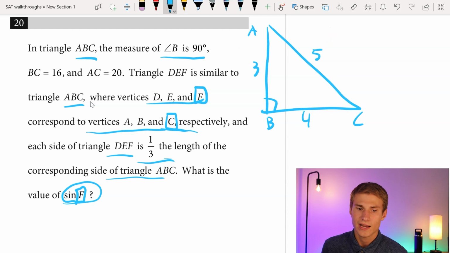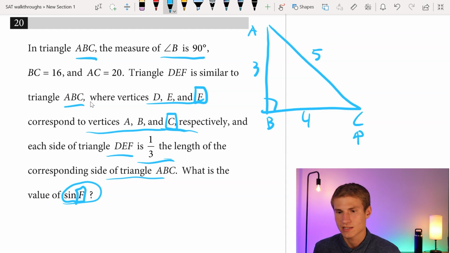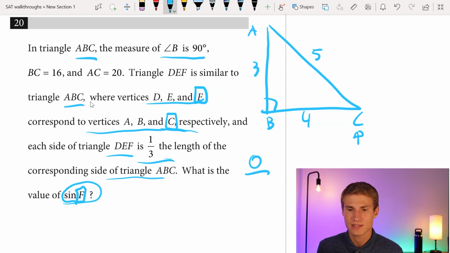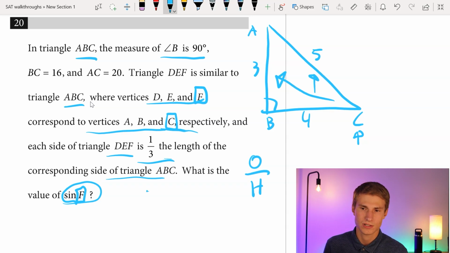All right, now that I've solved for that, I just got to solve for the sine of F, which I know is the same as the sine of C. I know that the sine is going to be my opposite side over my hypotenuse. I see my opposite side here is 3. My hypotenuse is going to be 5. Therefore, my answer is going to be 3 over 5 for the value of sine of F.